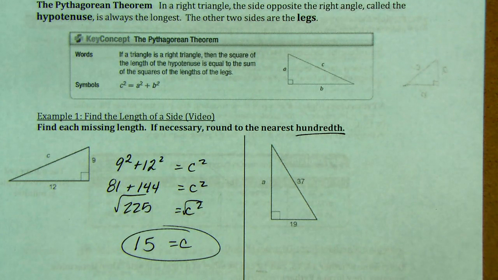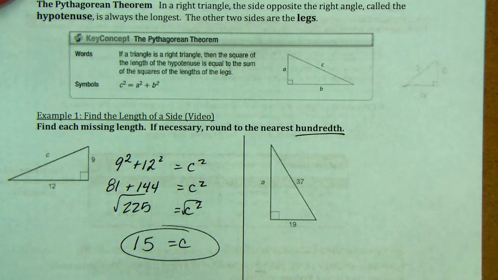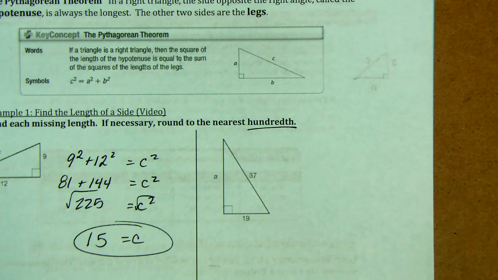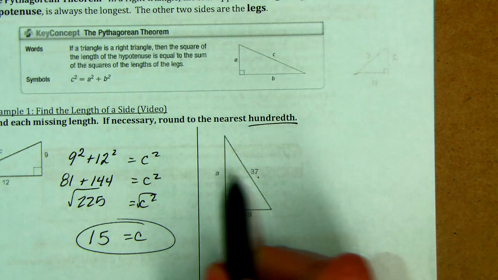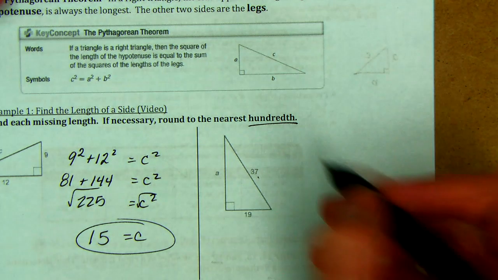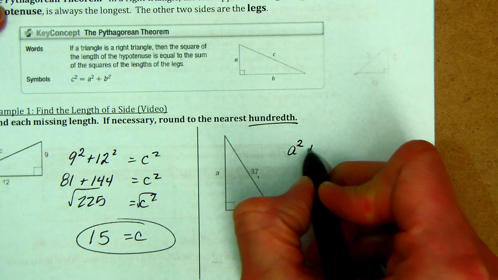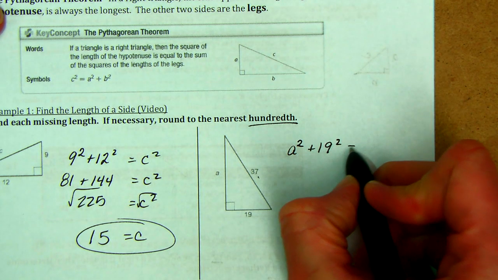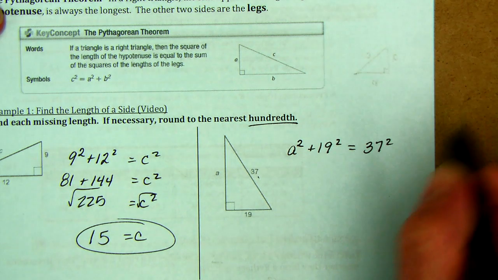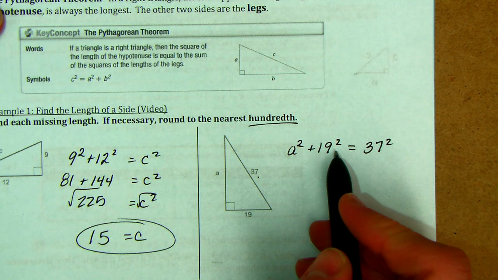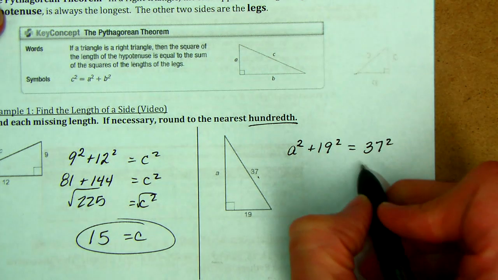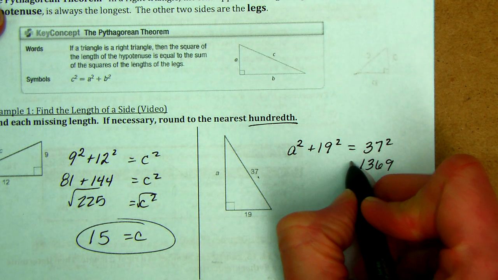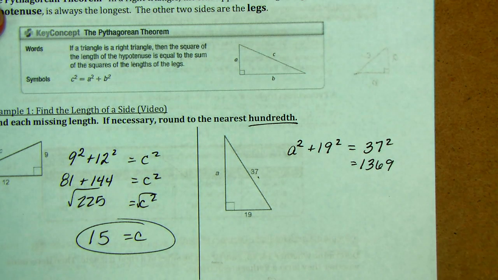Now in this one, you'll see that they give us C, and they label it A, but it really doesn't matter. It has to be on the side where you're adding them up together, and it has to equal 37 squared. Whether you put 19 squared or A squared first or second, it's really a moot point. So we got 1369, and 19 squared is 361, I'm pretty sure. Double checking again, yes, 361, and a squared.